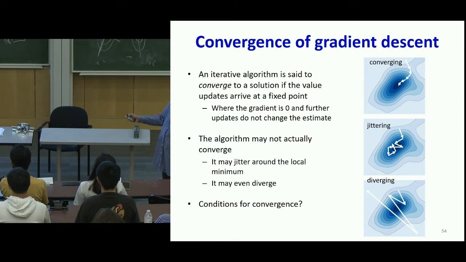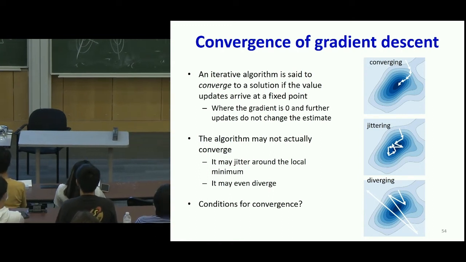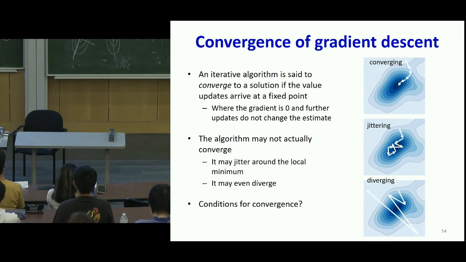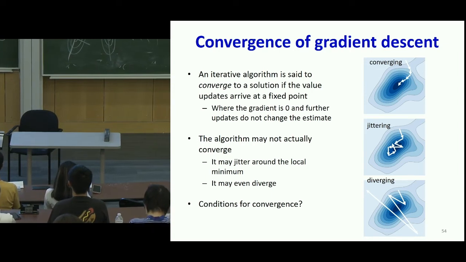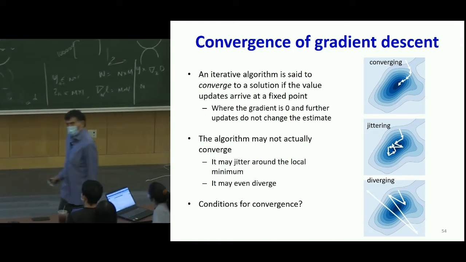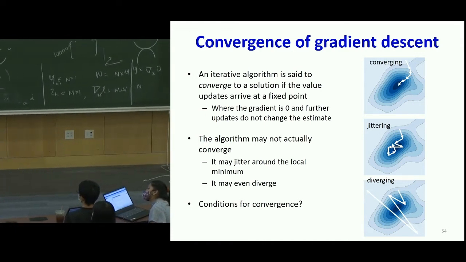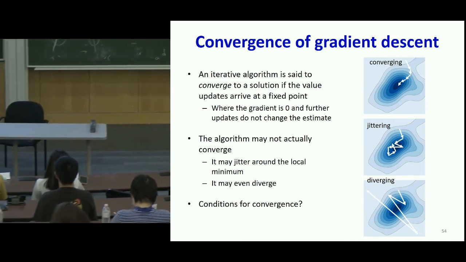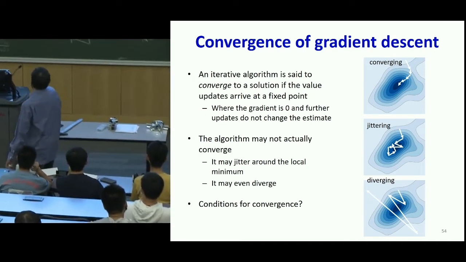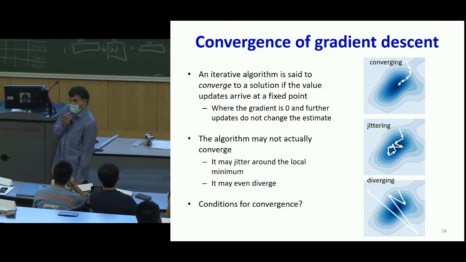You could also do this. You can get somewhere close to the minimum and keep bouncing around without actually getting to the minimum. This is jittering. This is not convergence. Or you can do this. Instead of arriving at the minimum, you can keep diverging and go far away from it. And this would be divergence, right? And we're going to see what are the conditions under which these things happen.